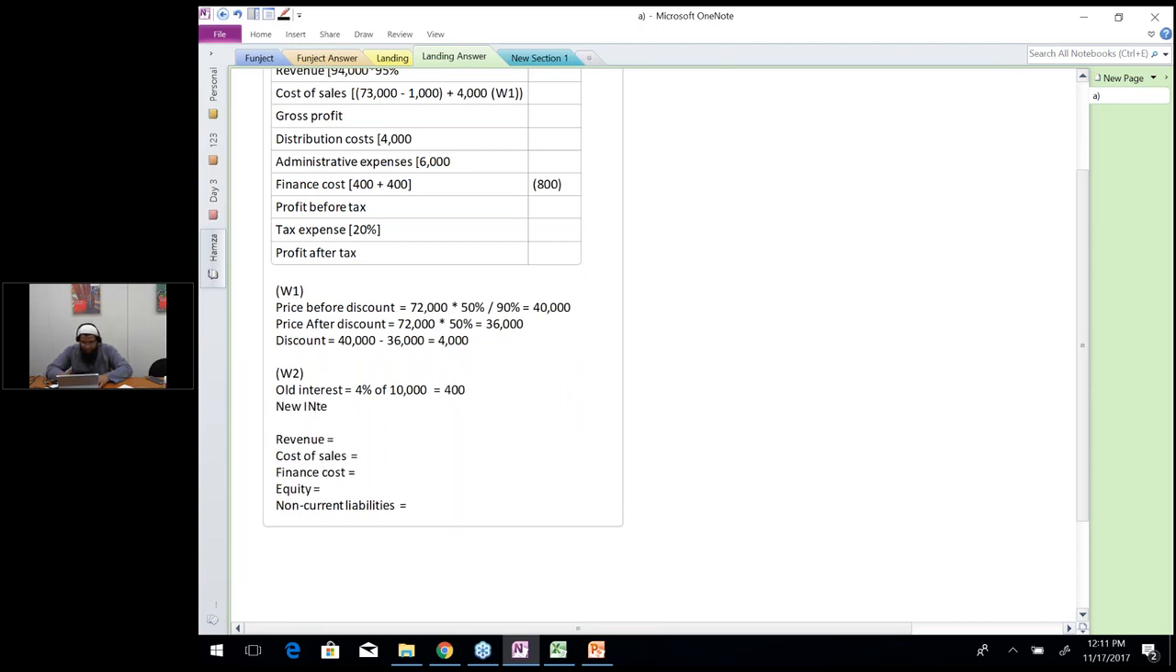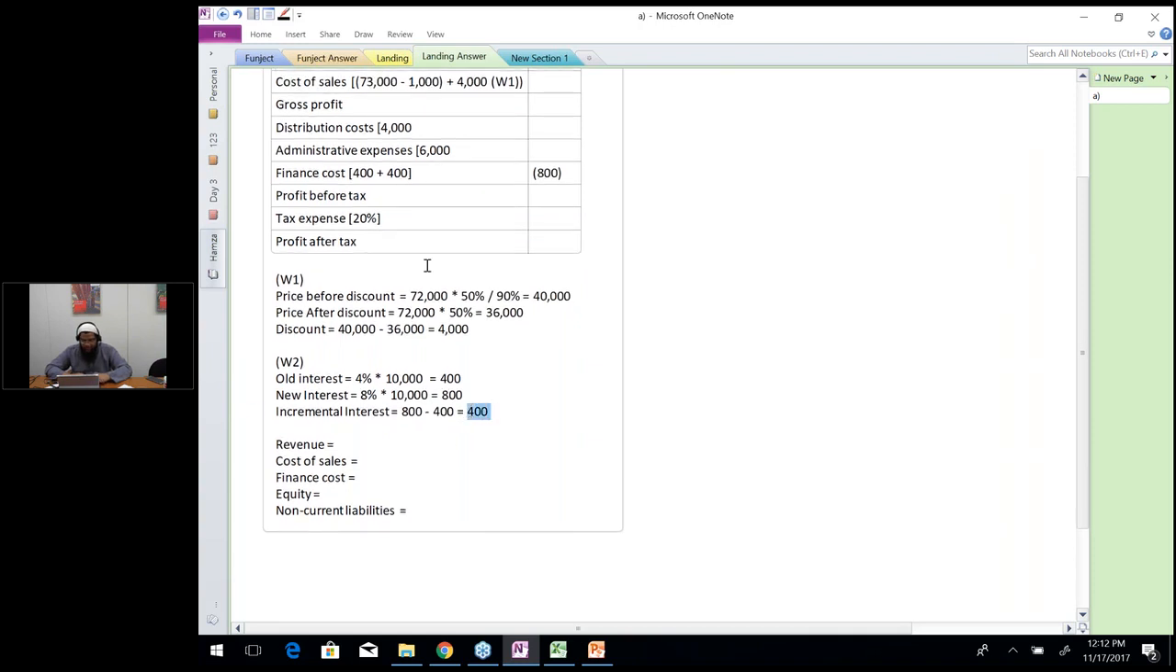And the new interest is going to be 8% of the 10,000. So this means the incremental interest that I have to pay in the next year is going to be 800 minus 400. So this is the 400 that I've added over here. So I'm giving a reference of working number 2 with this. Is it clear now to all of you?